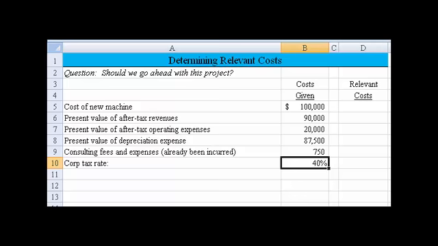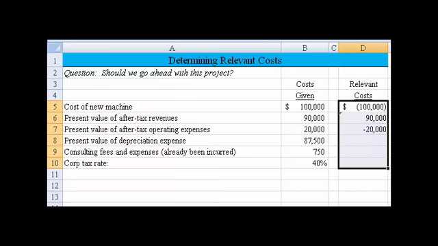Okay, with that information, let's see if we can figure out the relevant costs. Well, the relevant costs are any cost that will change as a result of taking on this project. So if we need to buy the new machine, then that's $100,000 out of cash amount. So we'll show that as a negative amount. But we will generate after-tax revenues of $90,000, and we'll have to spend $20,000 of after-tax operating costs. Let's make this look this way so it all looks very similar.